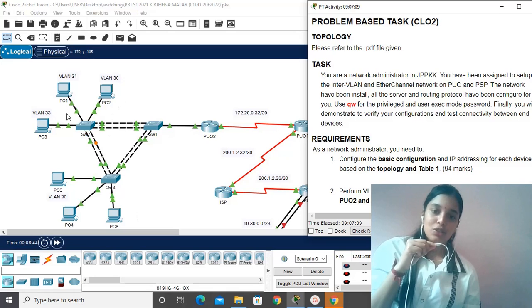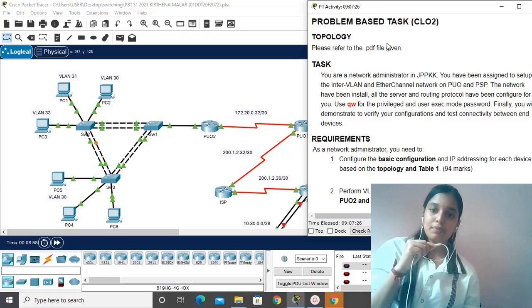Today, I would like to show how to use the Cisco Packet Tracer. This is the Cisco Packet Tracer. There is a table and also the instruction given in the Cisco Packet Tracer. First, I would like to read the instruction given in Cisco Packet Tracer.